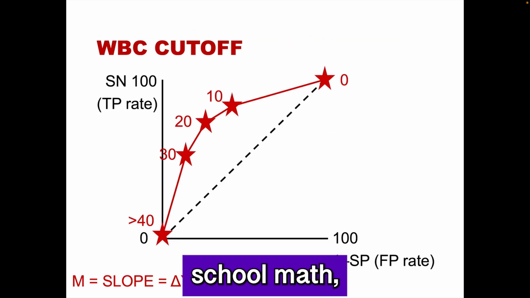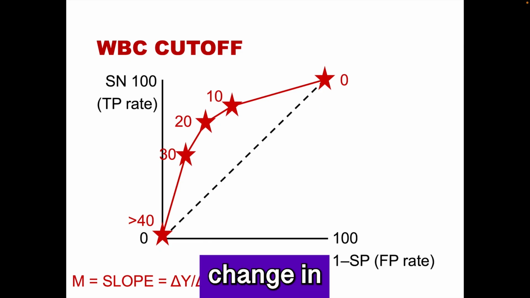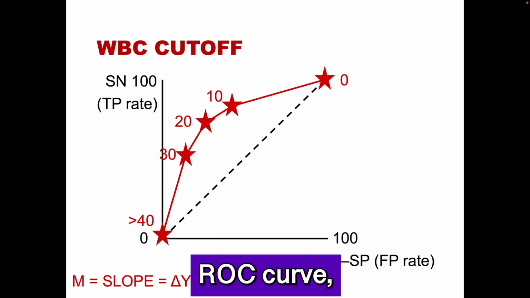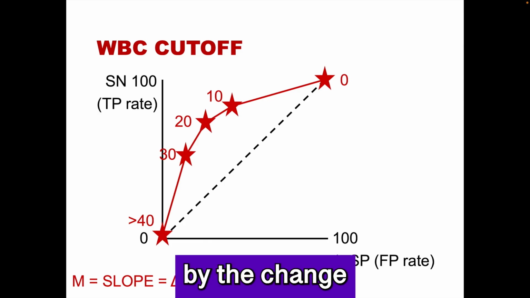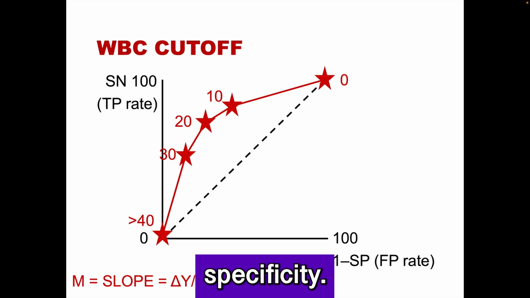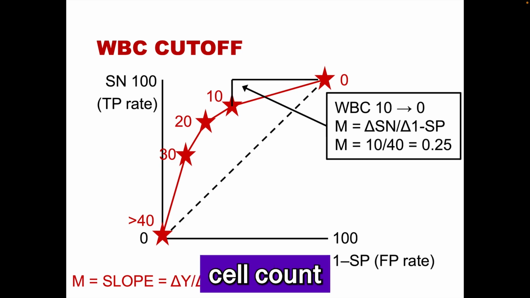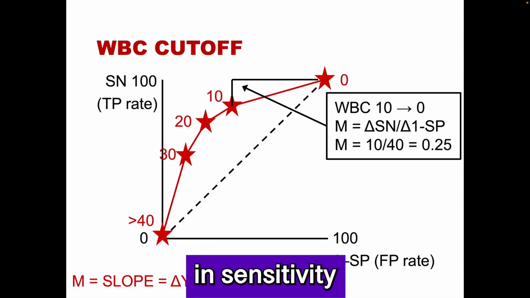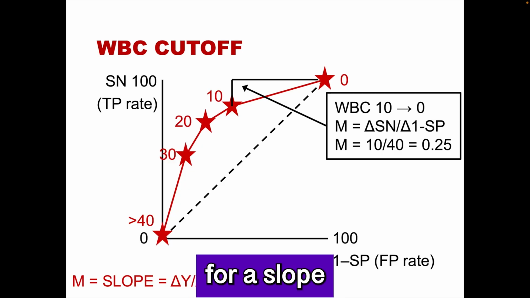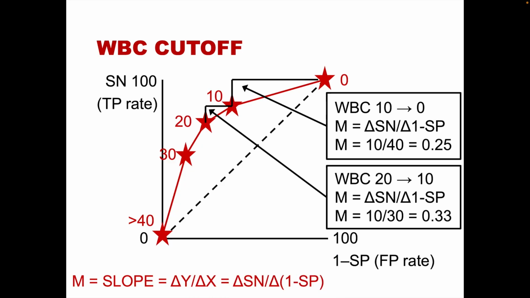As a reminder from high school math, the slope of the line is the change in y divided by the change in x. For an ROC curve, the change in y divided by the change in x is the change in sensitivity divided by the change in 1 minus the specificity. In moving from a white blood cell count of 10 to a white blood cell count of 0, there is a 10% increase in sensitivity and a 40% decrease in specificity, for a slope of 0.25.